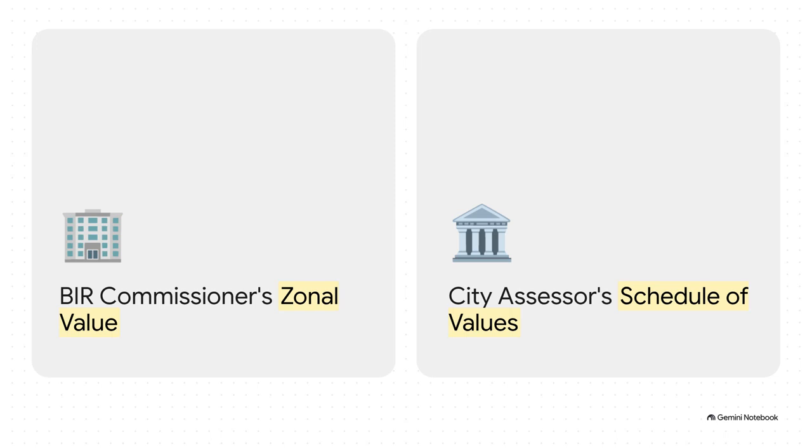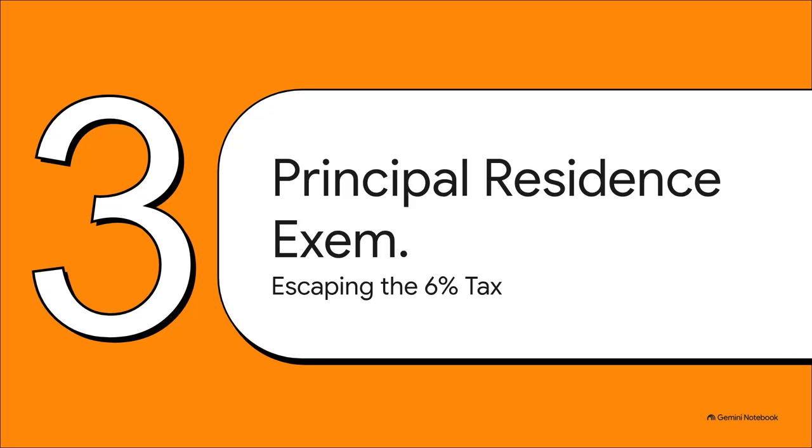So, you find the highest number between the zonal value and the assessor's value, and then compare that winning number to the gross selling price. The highest of them all gets slapped with the 6%. Simple as that. Section 3, the Principal Residence Exemption.